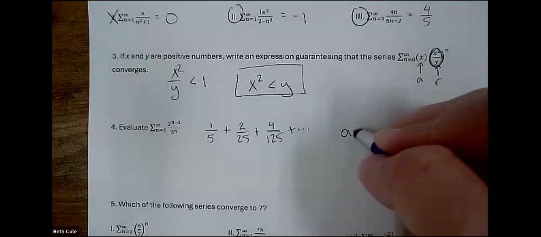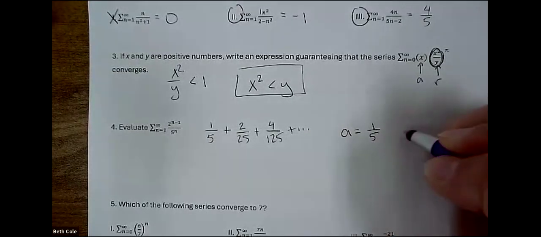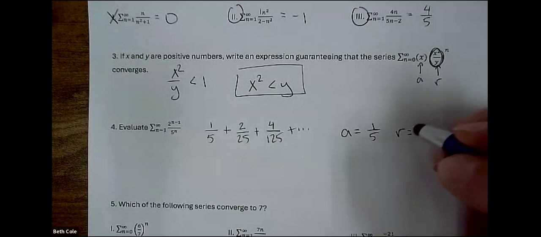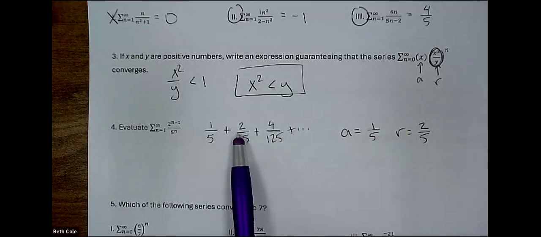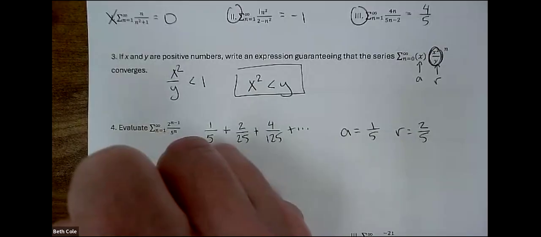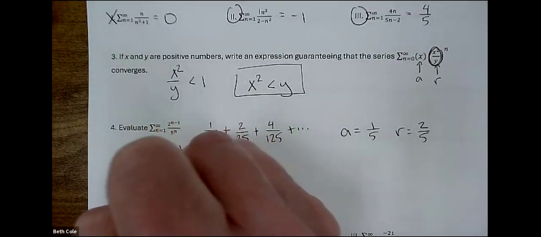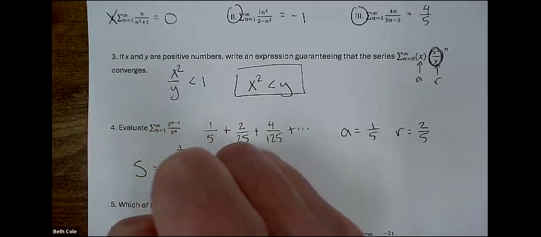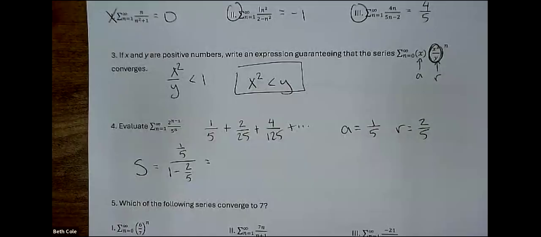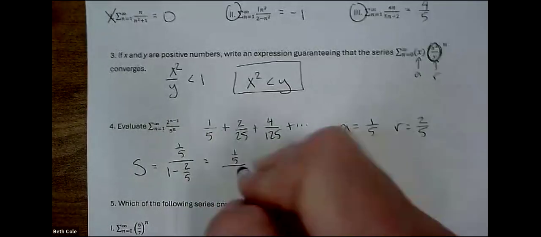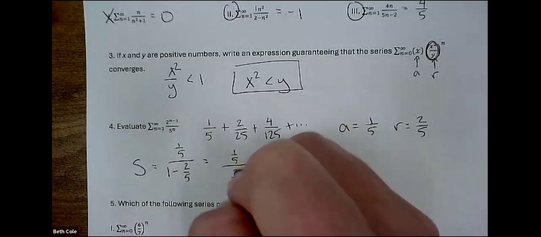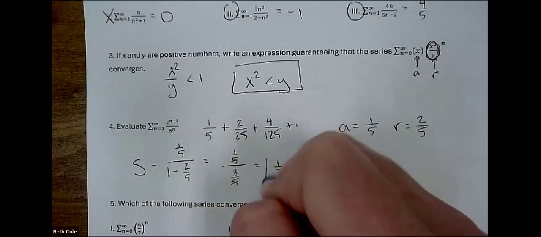All right. So I can see that our first term is 1/5. And we are multiplying by 2/5. And you can kind of just look at the numerator separately than the denominator. We're multiplying by 2 up here, multiplying by 5 down here. So your sum is A over 1 minus R. And you have to keep simplifying because the answer choices aren't going to look like that. So this is 1/5 over 3/5. 5s are going to cancel, and we get 1/3.